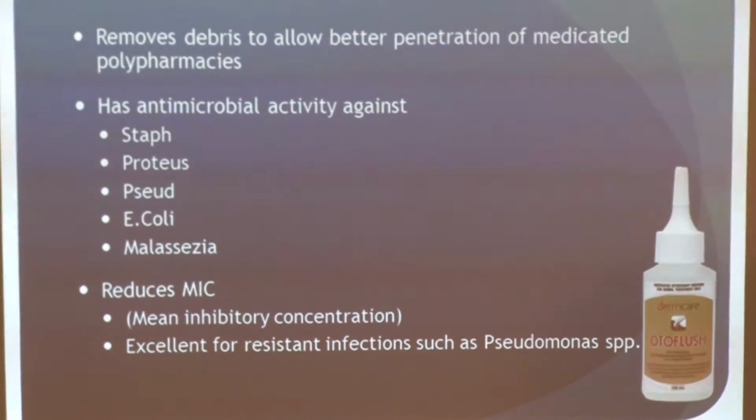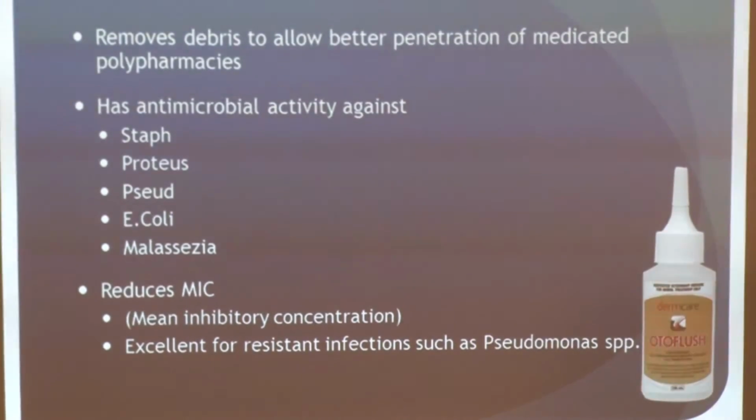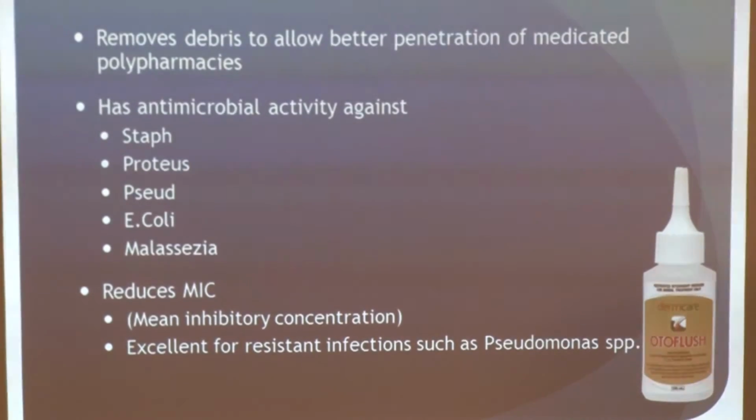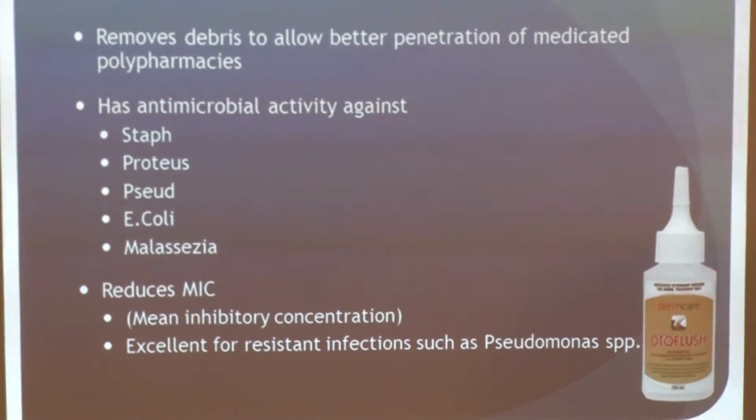Overall, it reduces the mean inhibitory concentration required for antibiotics, and this means that where we've previously had something classed as resistant, it can come back into the sensitive range, and antibiotics you thought you couldn't use in this case anymore can now be used in conjunction with Otaflush to treat conditions such as Pseudomonas.